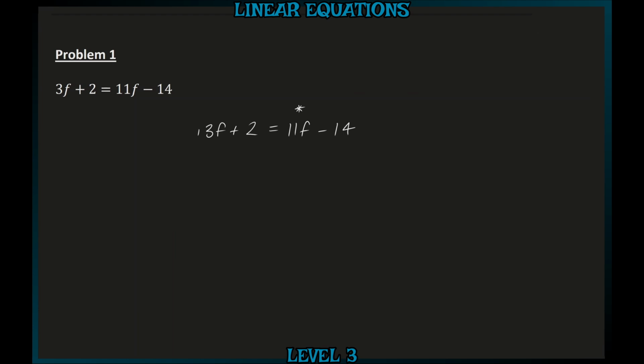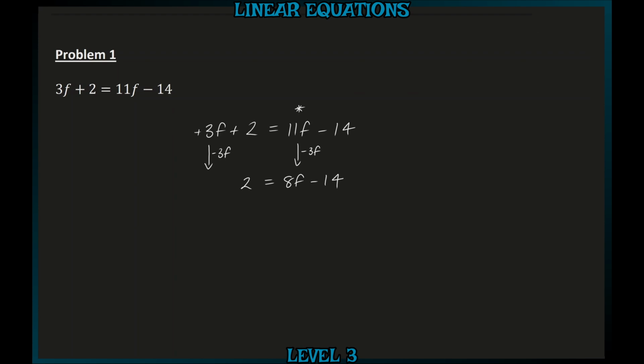Now the 3f is a positive 3f, so to remove it, we can subtract 3f from the left, and also subtract 3f from the right. Now on the left, 3f minus 3f is 0, so we're just left with 2. And on the right, 11f minus 3f is 8f, and we still have a minus 14 at the end.